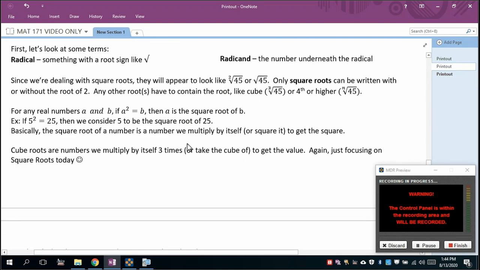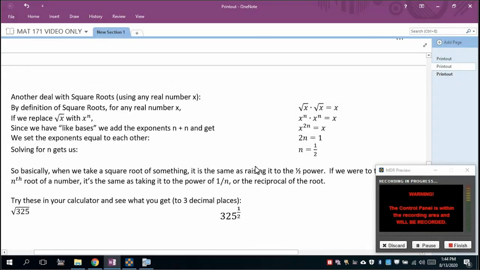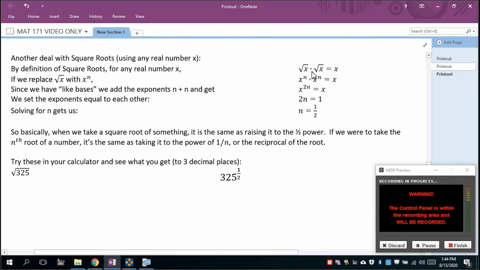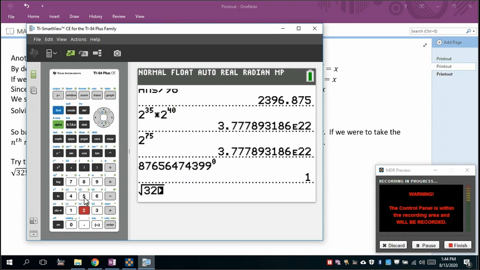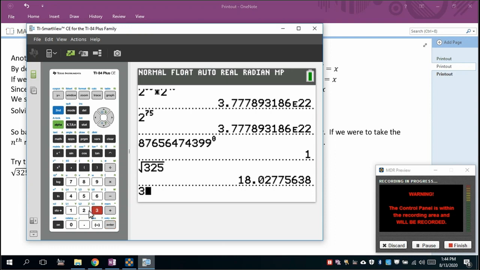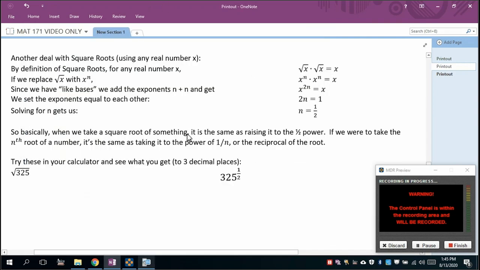So basically, 5 is the square root of 25 because 5 multiplied by itself is 25. Cube roots are what we'd have to multiply by itself 3 times. This little explanation shows that finding the square root of something is the same as raising it to the 1/2 power. So for instance, the square root of 325 is going to be about 18.02. And if I raise that 325 to the 1/2 power like this, it's the same thing.